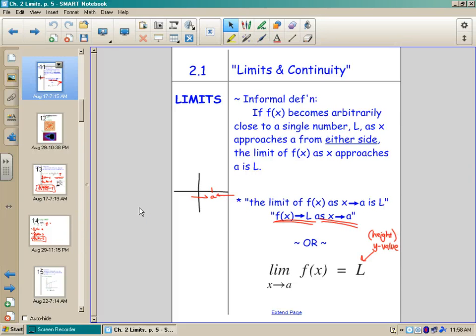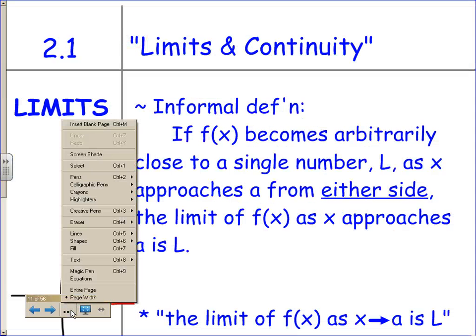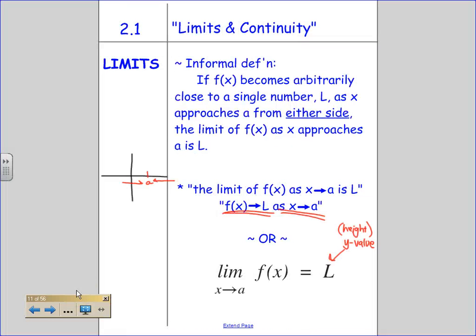Section 2.1, limits and continuity. All right, we started this yesterday, so can you guys remind me of a few things as we try to recap and then go into the rest of 2.1, starting into 2.2, hopefully.